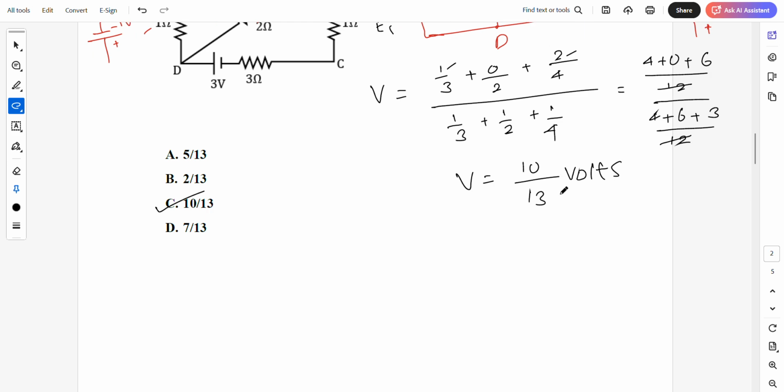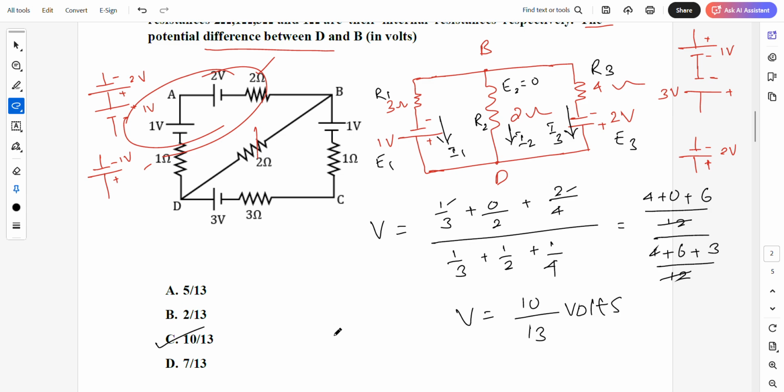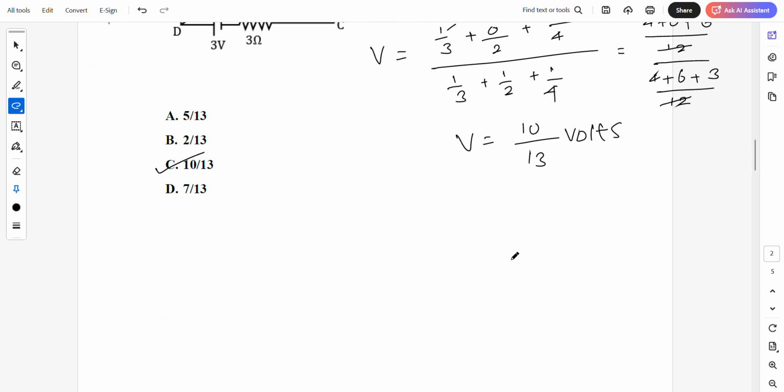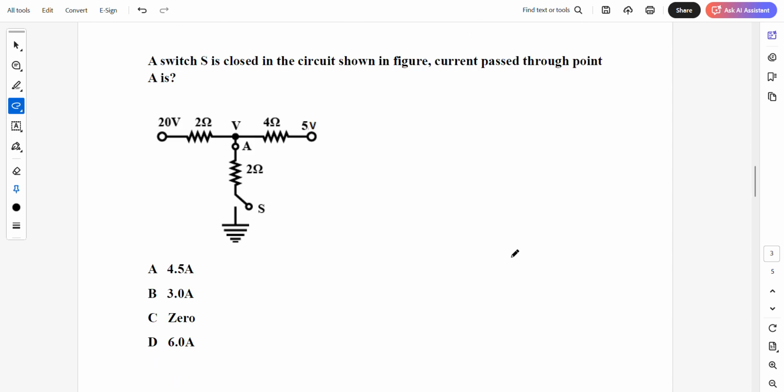Now next. You understood which formula we have used: V is equal to E1 by R1 plus E2 by R2 plus E3 by R3, divided by 1 by R1 plus 1 by R2 plus 1 by R3. We have already seen that in the previous videos.